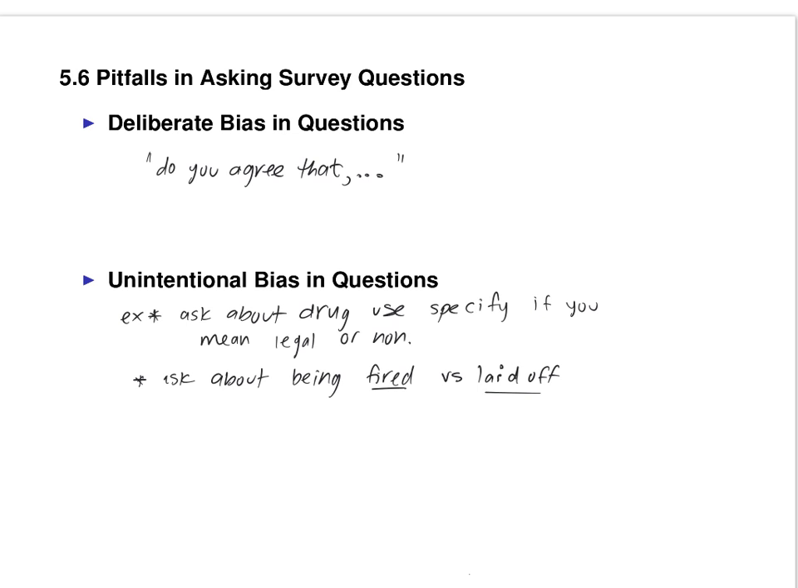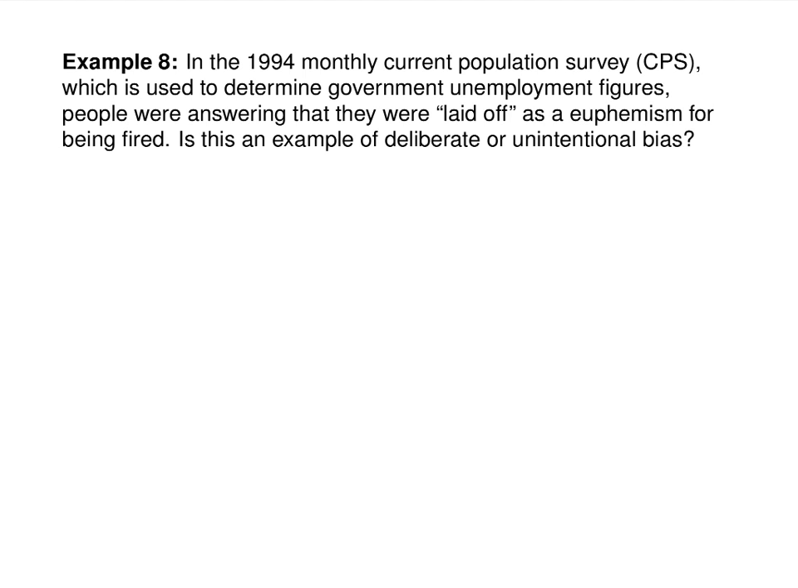And most of those are unintentional. In 1994, the Current Population Survey, CPS, which is used to determine government unemployment figures, people were answering that they were laid off as a euphemism for being fired. So if the sheet didn't ask for laid off, it asked for fired. So is this deliberate or unintentional bias? Probably unintentional.